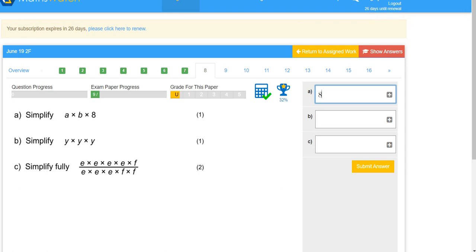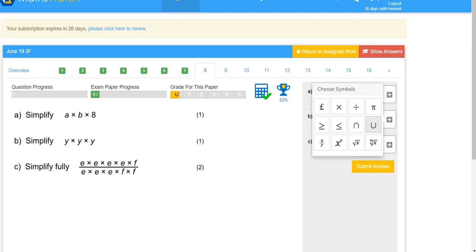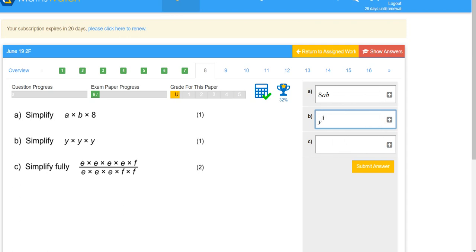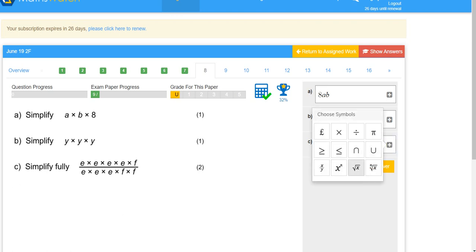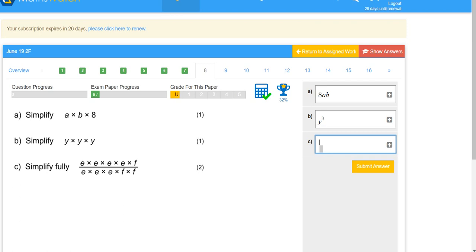Number 8. Simplifying these, well, it's 8ab, that's my protocol. For y times y, we know it's y cubed, so I'm going to use my power button here to give me the up there and hit the 3. And in this one, it's a little bit of practice. There's 4 e's on the top and 3 on the bottom, so I can say that's going to be e on the top. I want to have my fraction button, I think, there. So on the top, I'm going to have 1e. And on the bottom, let's see, there's 2 f's on the bottom, 1 on the top. So if I cross off 2 f's up top and bottom, I'll be left with 1 on the bottom. So it'll be e over f.